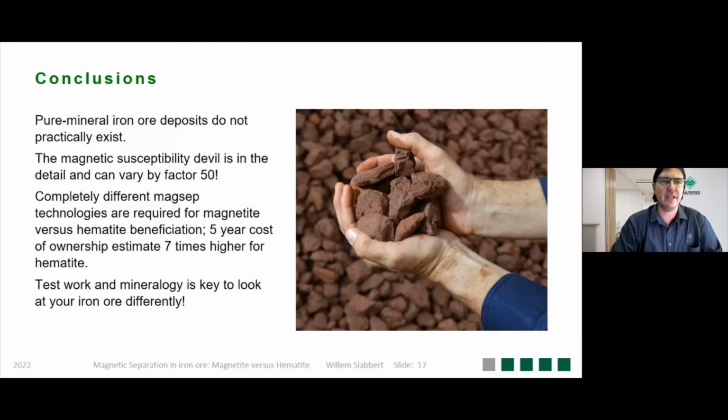Our conclusion then is that pure mineral iron deposits do not practically exist. The magnetic susceptibility devil is in the detail and can vary by a factor of 50. You will need a completely different magnetic separation technology and circuit design to beneficiate magnetite versus hematite, and the 5-year cost of ownership could be 7 times higher for hematite that uses WIMS machines.